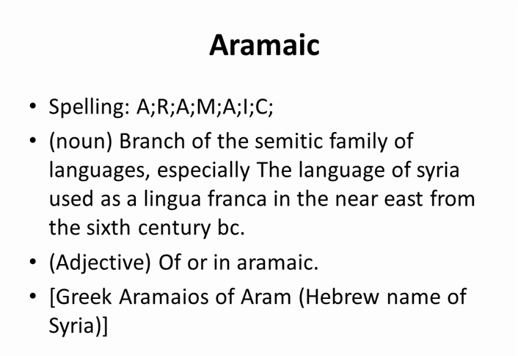Aramaic. Spelling: A R A M A I C. Noun: branch of the Semitic family of languages, especially the language of Syria used as a lingua franca in the Near East from the 6th century BC. Adjective: of or in Aramaic. Greek Aramaios, of Aram, Hebrew name of Syria.